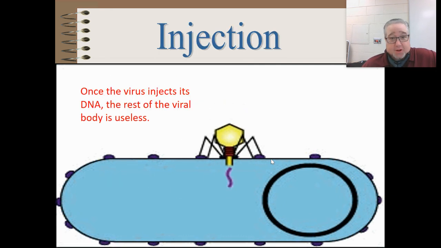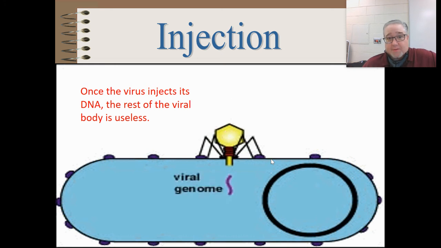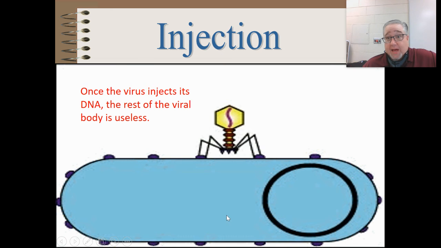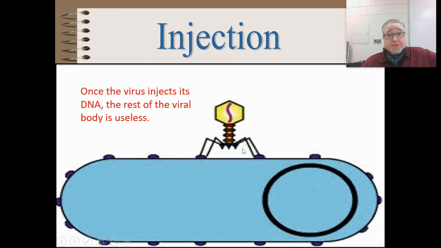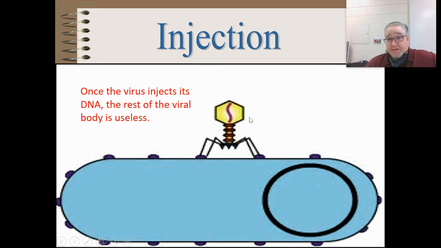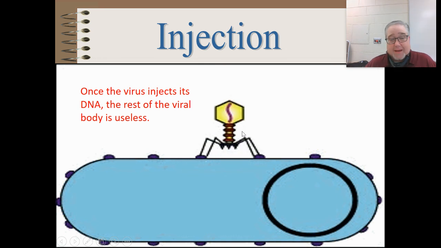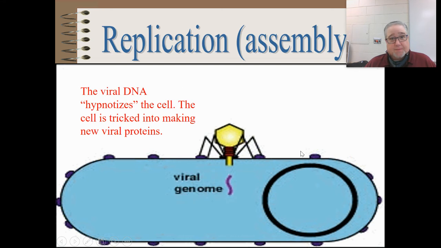The second step, if you look at the picture and the animation here, is called injection. Ask yourself, what is this virus doing? It's injecting its DNA or its RNA into the cell. Once the virus does that, the rest of the viral body, like this part up here, is pretty much useless. If it doesn't have its own genetic material anymore, it just ceases to function. I'm not going to say dead because it was never alive to begin with, but it just ceases to function.